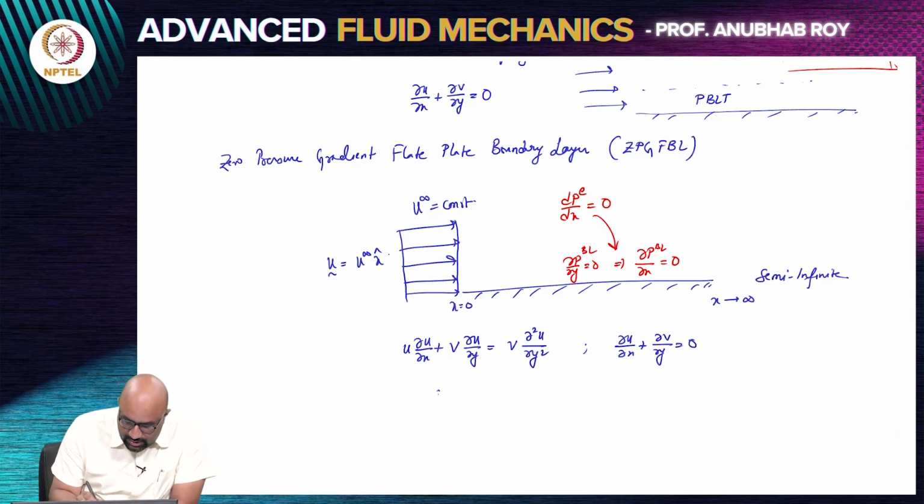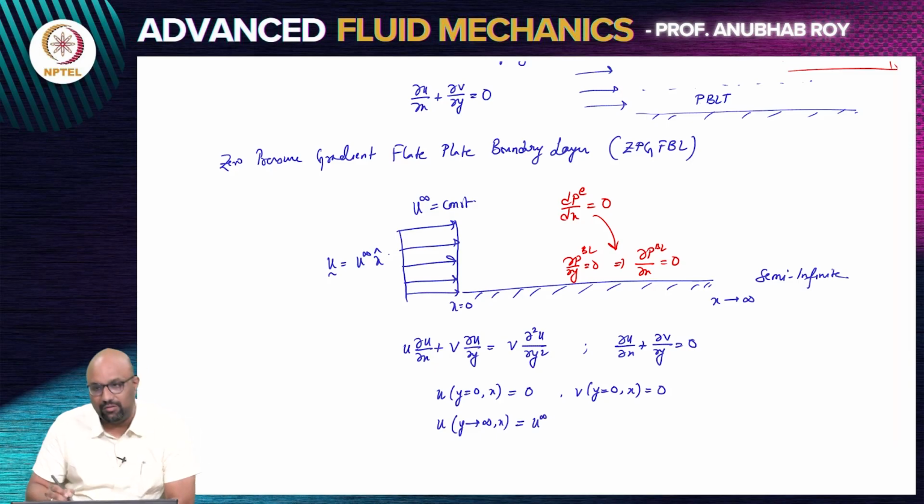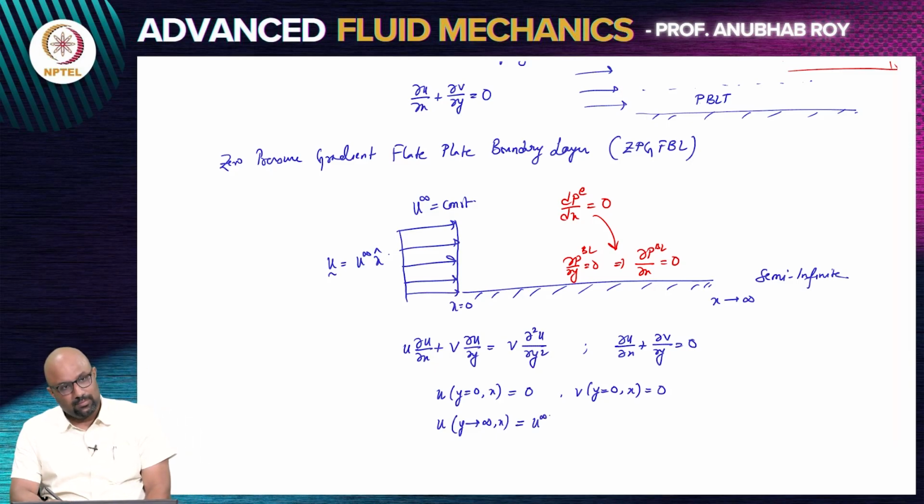What are the boundary conditions? u at y equals 0 for all x is equal to 0. The plate is stationary. v at y equals 0 for all x is equal to 0. There is no penetration on the plate; it is impermeable. u as y goes to infinity for all x will approach u infinity. These are the boundary conditions that I have.